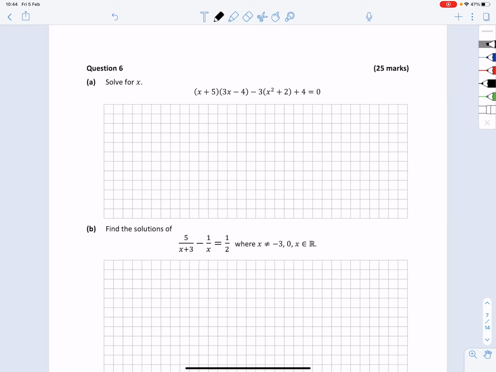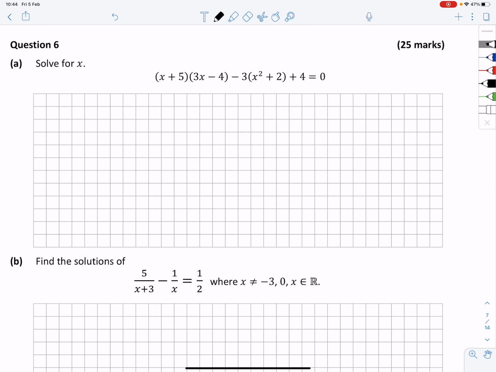Hi, in this video we're looking at 2018 Leaving Cert Mathematics Ordinary Level Question 6 from paper 1. This is an algebra question, fairly straightforward algebraic solution, so let's get right into it. For part A we have to solve an equation to find the value of x.